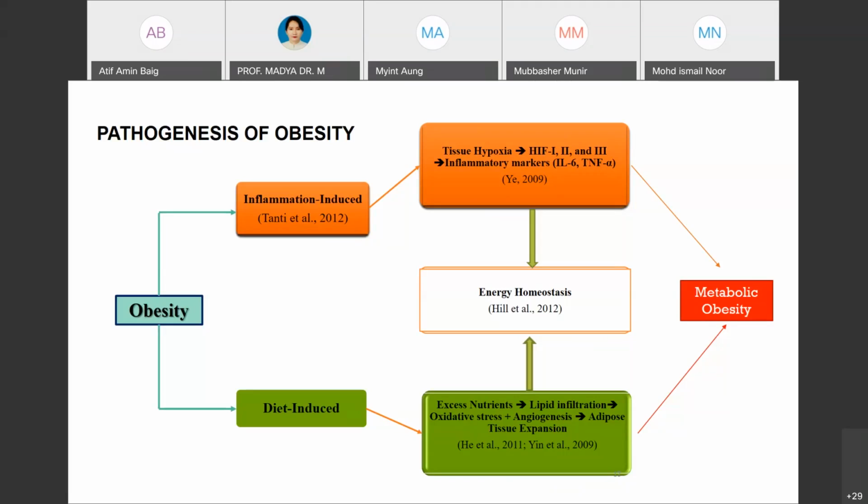What happens when somebody eats a lot of food? This food enters in the form of fat vacuole, whatever, into the adipocyte. Once it is inside the adipocyte, the cytoplasmic nuclear ratio will change. You don't have much space, and that results in hypoxia. This hypoxia induces the expression of HIF1, and when HIF1 activates NF-kB and TNF-alpha, the inflammatory markers, it will attract all the interleukins and cytokines towards the adipocyte.